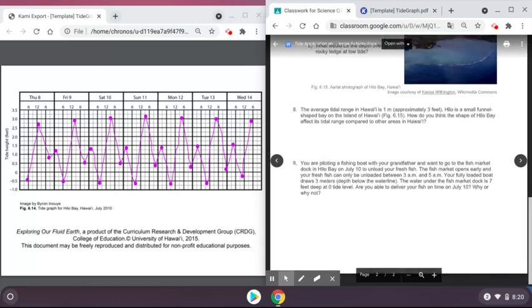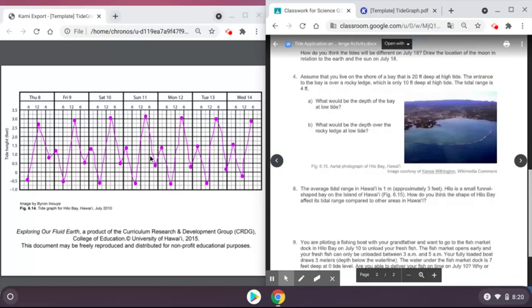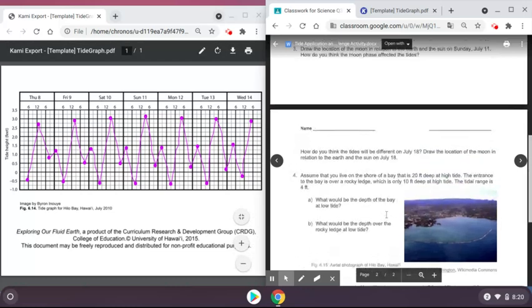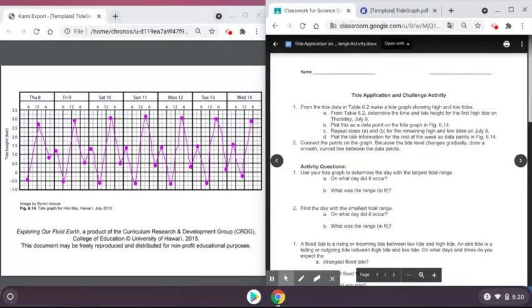I will also post a picture just in case, but I'm not worried about your graph being turned in right now. I would like to see it when you return to school. If you are a full virtual student, just send me a picture. But I do need all questions turned in. Because we are all at home today, everyone is going to complete the Tide Application Challenge activity.